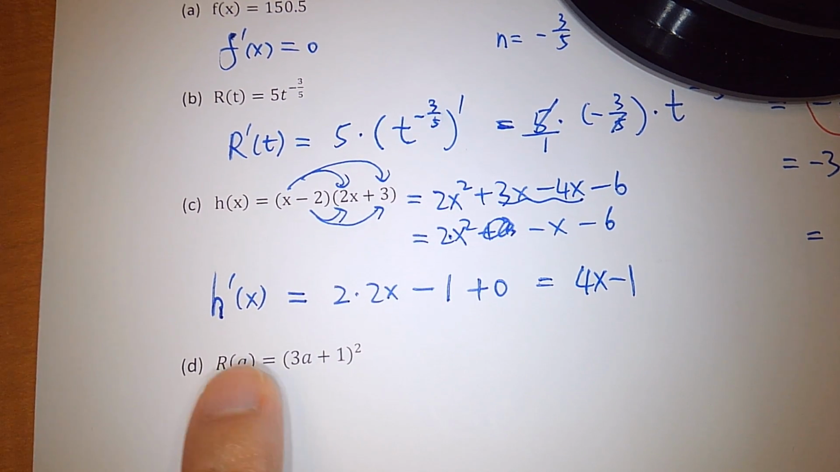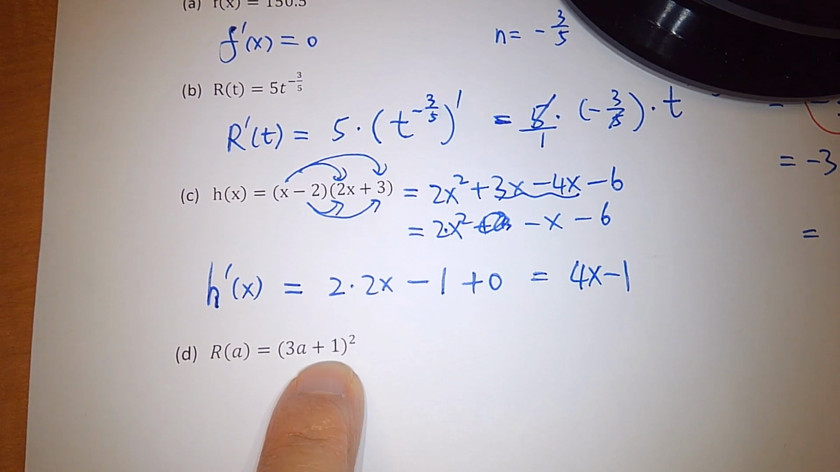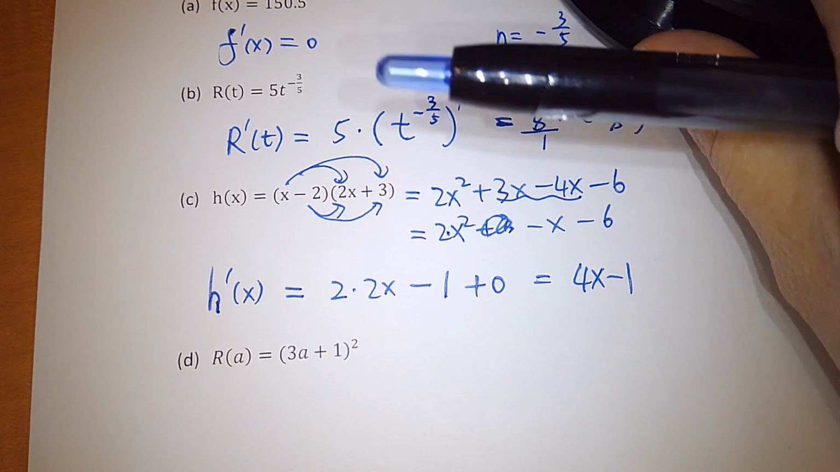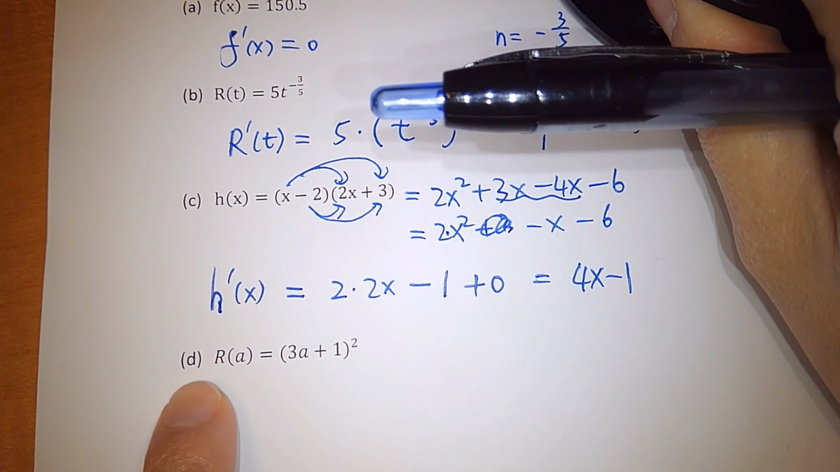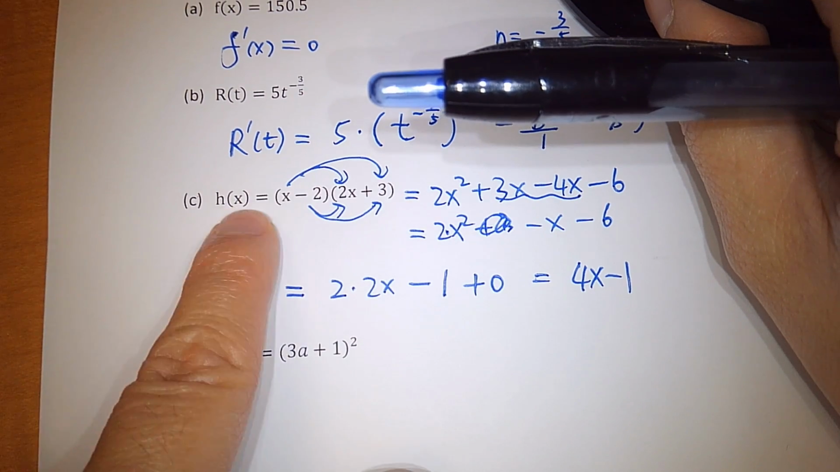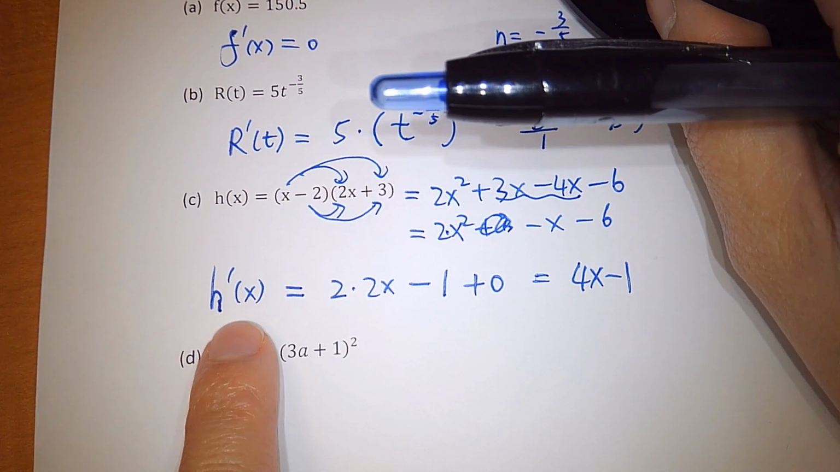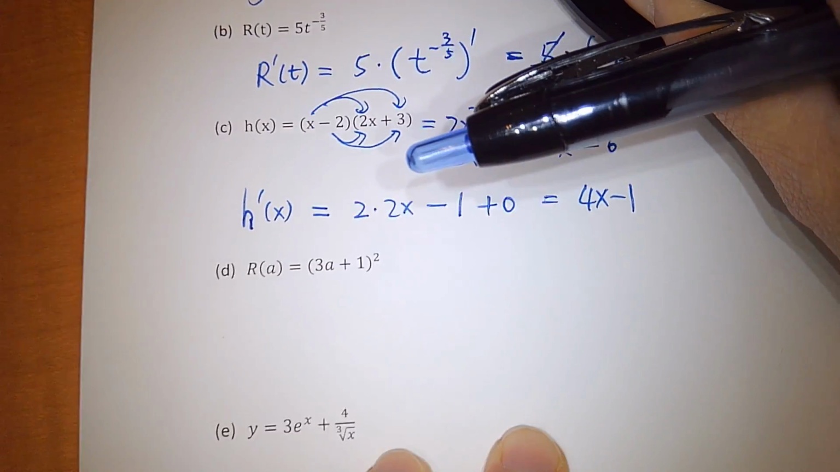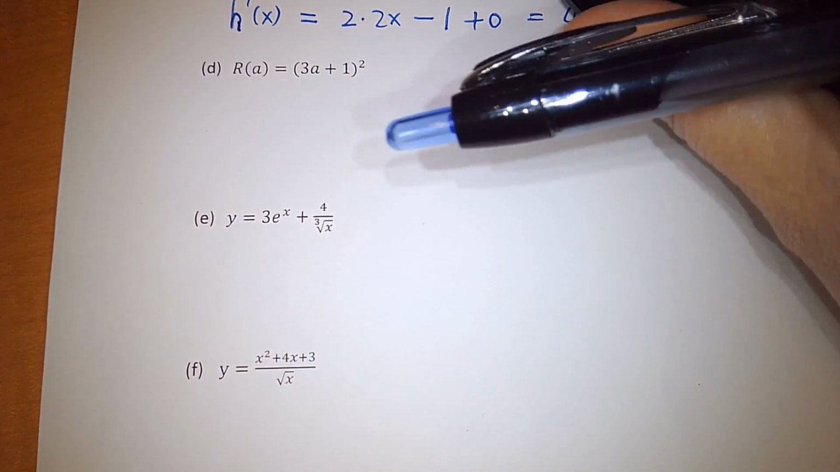Question D. I want you to try this one by yourself. I'll give you a couple minutes after we are doing the rest. So the suggestion is FOIL this out and then do exactly the same as we did for question C, right? So FOIL it out and then do derivatives. Okay. Question E.